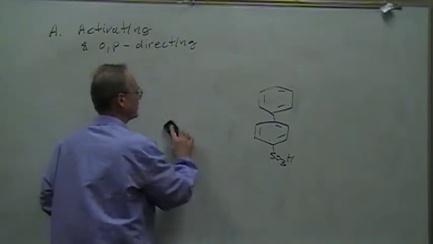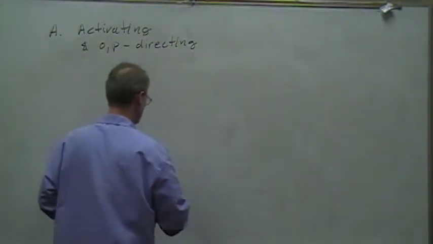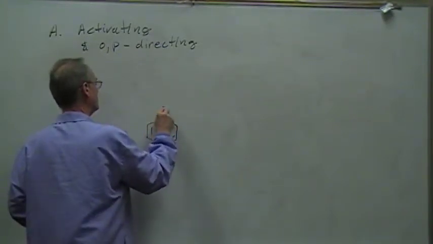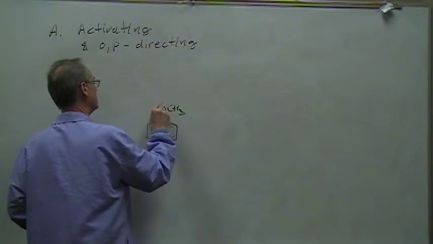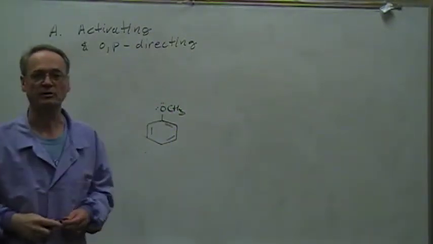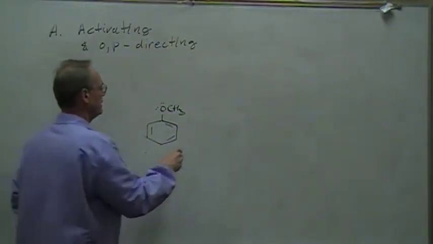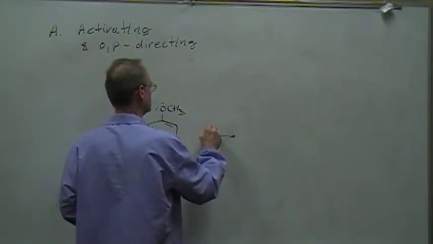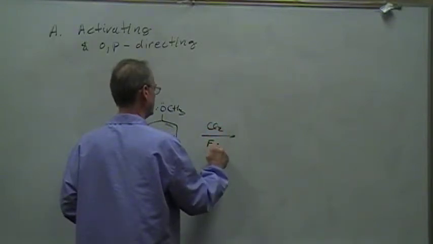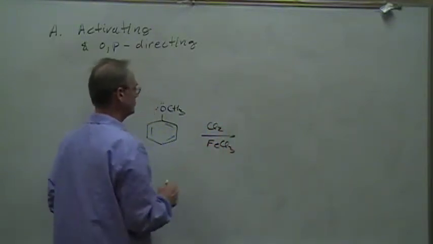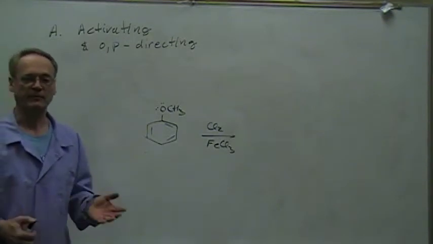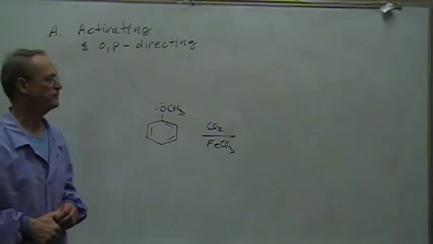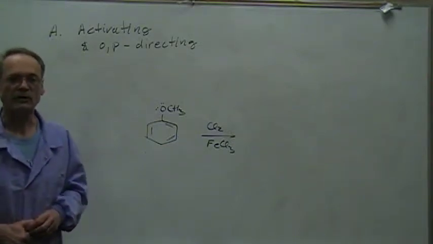Let's do one other example. What would you expect to get if you started with anisole? Remember, anisole is methoxybenzene, it's a special name. And instead of doing sulfonation, just for fun, let's do halogenation. So let's do Cl2 and FeCl3. What would you expect to get? Again, stop the video for a second, write down your product, and then rejoin me and I will draw it up here on the board. Welcome back.